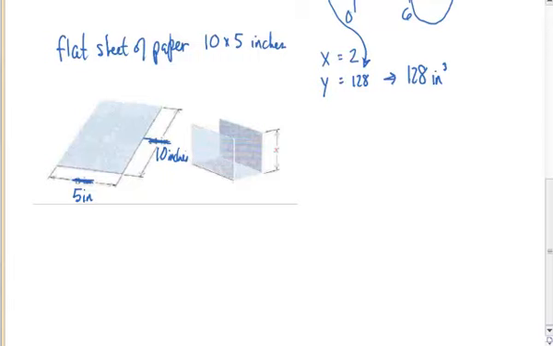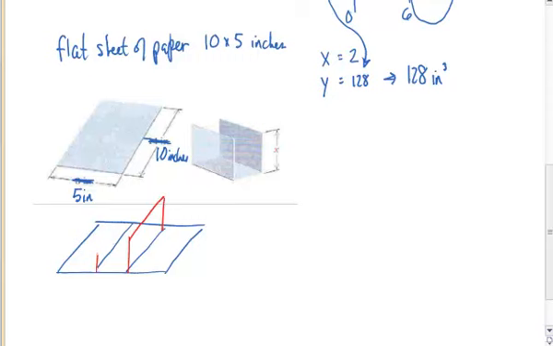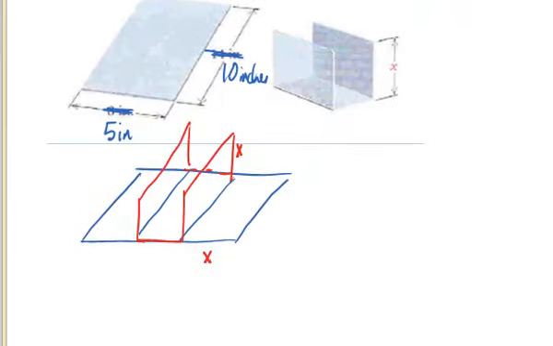Now in class today we talked about taking this paper and folding it from being flat along some bend lines so that it would appear to look like a U-channel. Now remember that the x length will be here when it's flat, and that x length will be the height when it stands up.